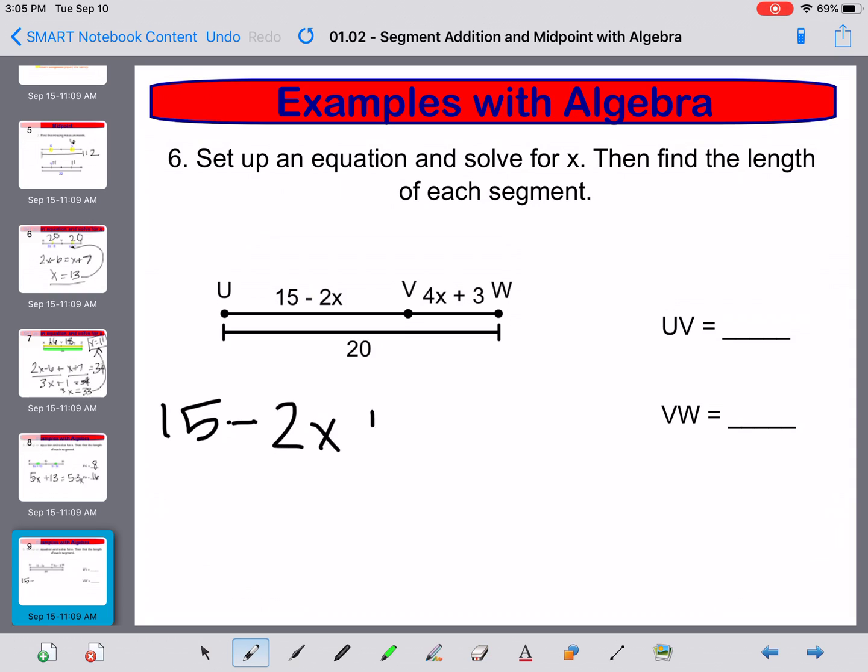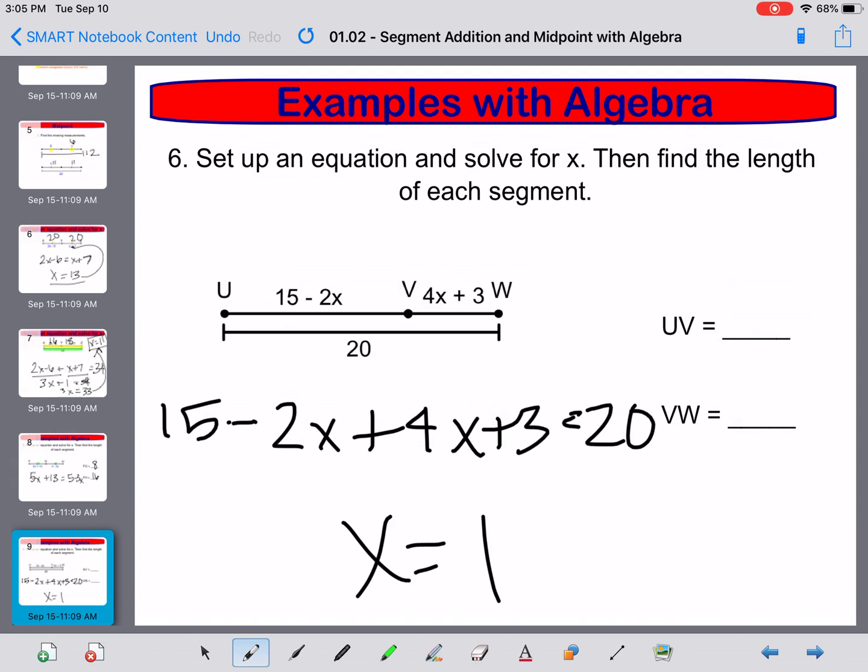Minus 2x plus 4x plus 3 has to equal 20. Now I combine my likes. I'm not going to waste your time here. We should end up with a grand total of x equaling 1, which means if I plug it back in, we should get UV at 13 and VW at 7. Combining those gets me my 20, which is what I'm looking for overall.